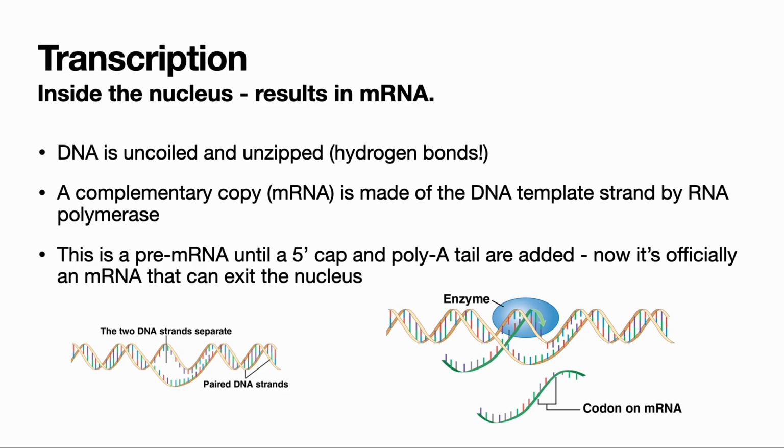When we first make an mRNA in the nucleus, it's called a pre-mRNA because inside the nucleus, that mRNA is going to have two pieces added to it. They're called a 5' cap and a poly A tail. And basically, those stabilize the mRNA so it doesn't fall apart and also allow it to exit the nucleus through the nuclear pore.